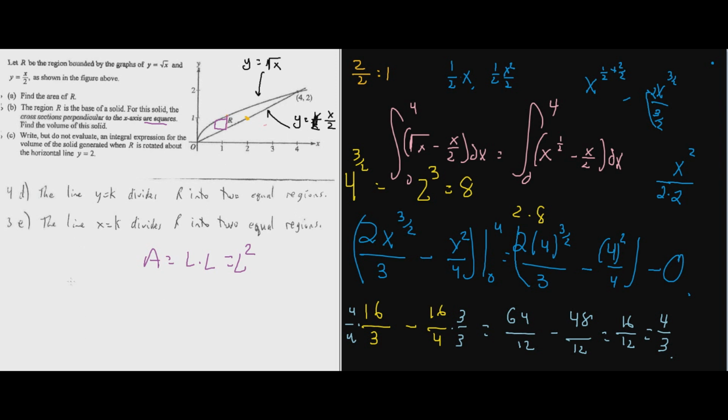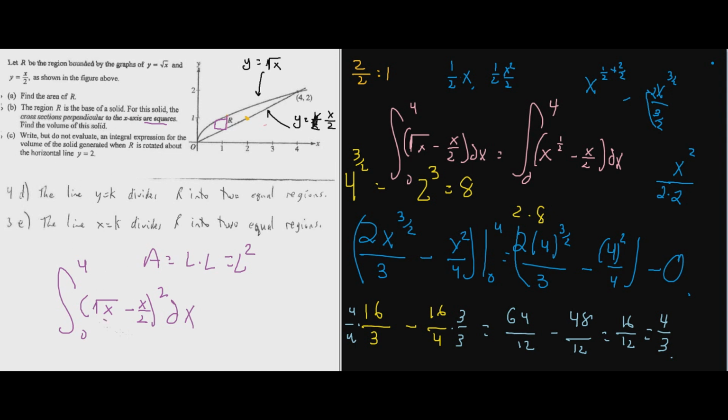So if I want to find the volume, we integrate from 0 to 4. What is your length? Your length is top curve minus bottom curve. So this is the integral of the square root of x minus x divided by 2, squared, dx, and we are in business there. So there is the setup for part B. We're not going to actually go ahead and solve this out.